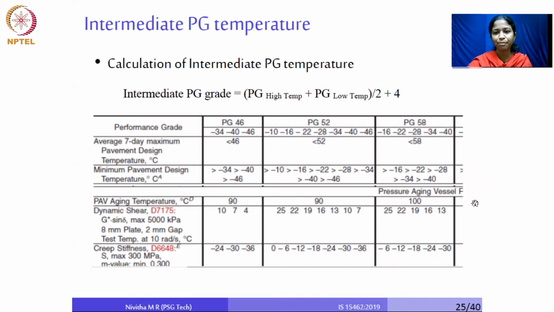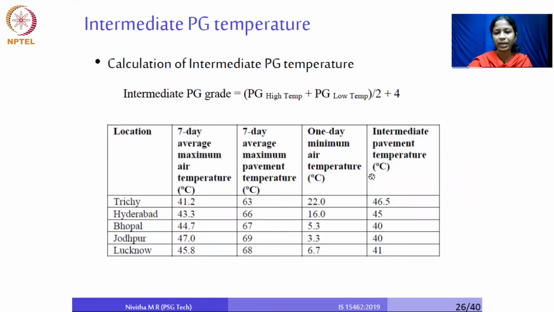If we try to apply the same logic for Indian conditions, this is what we will get. We have chosen 5 locations here just to illustrate: Trichy, Hyderabad, Bhopal, Jodhpur and Lucknow. This is the 7-day average maximum air temperature, 7-day average maximum pavement temperature, and 1-day minimum air temperature. You can see in the US it easily goes sub-zero, but in India, it is not sub-zero. In some locations, you can see it's as high as 22 degrees Celsius. Now, if I apply the same rule, PG high temperature plus PG low temperature divided by 2, plus 4, then I am going to get an intermediate temperature of 46.5 degrees.